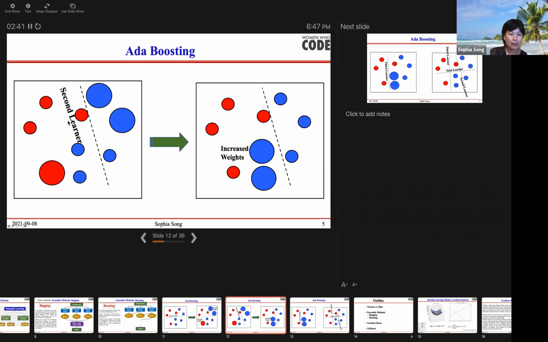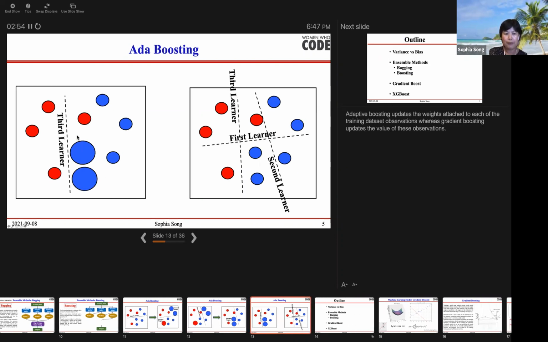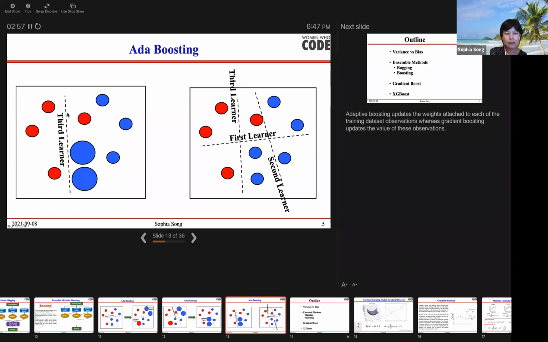However, for the second learner, I still have some errors, right? These 2 points are wrongly labeled. Based on this error, I will increase this weight. Then I build up my third learner. My third learner finally correctly labeled these two points. So this is the general idea of how AdaBoost works.